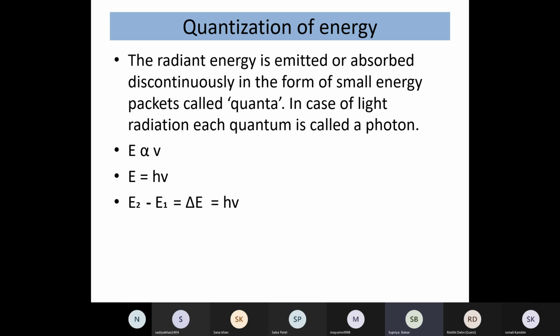In that, h is the Planck's constant. It is a constant with a fixed value, which is 6.625 into 10 raised to minus 27 erg second. So h is the Planck's constant. So E is equal to h nu, where nu is the frequency of radiation and h is the Planck's constant.